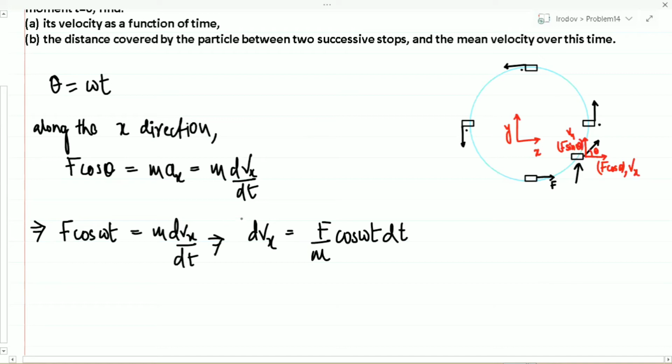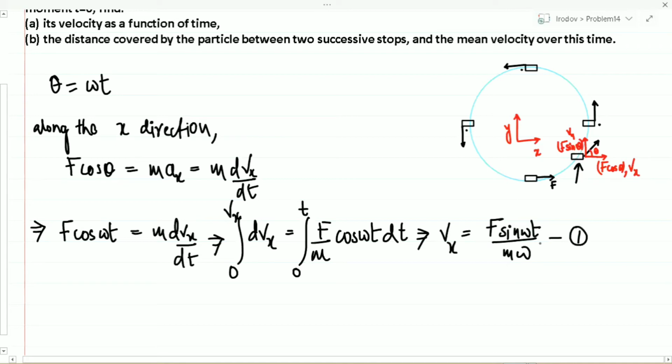We will now integrate these two sides. For the velocity, the limits are going to be v0 to vx, and for time, we are going to take the limits as 0 to t. This will give us the value of vx, which will come out to be F sine omega t divided by m omega. We'll keep this with us.